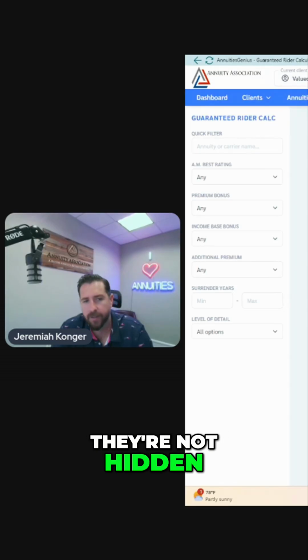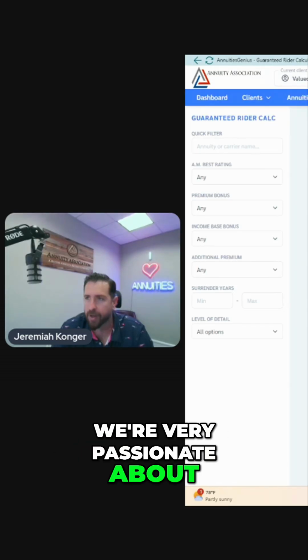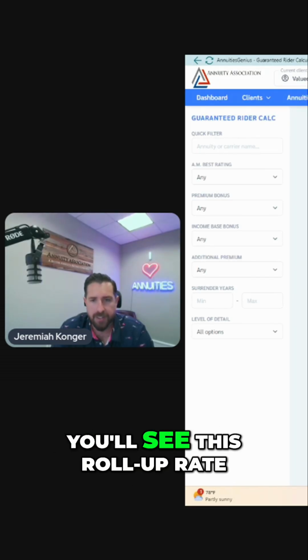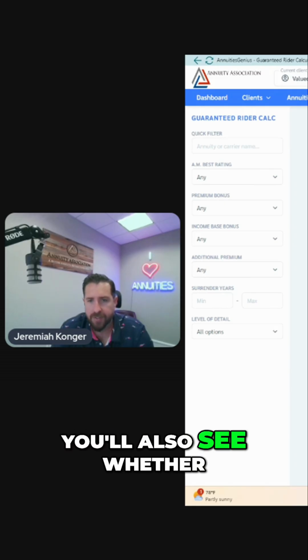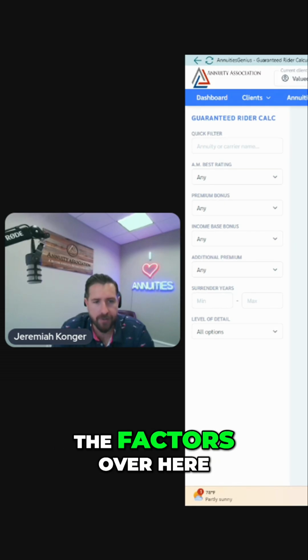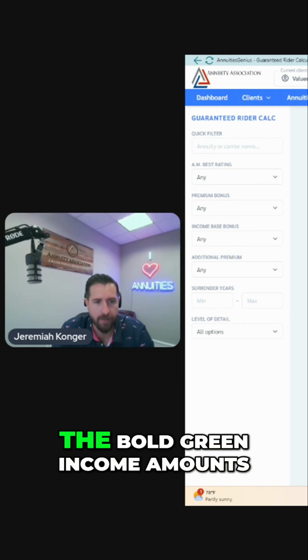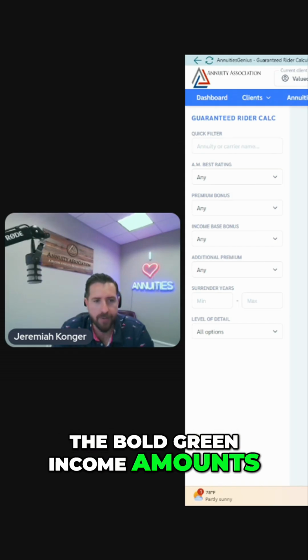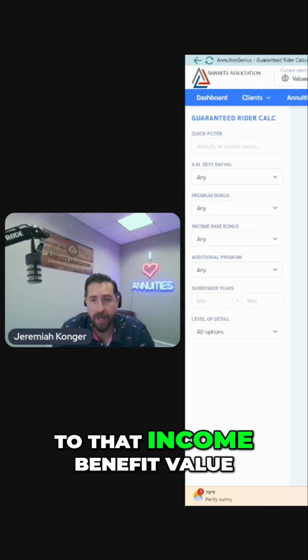They're not hidden. And that's something that we're very passionate about, is being transparent. You'll see this roll-up rate. You'll also see whether it's simple or compounded. And then you'll notice the factors over here, just right of the bold green income amounts. And that is alluding to that income benefit value.